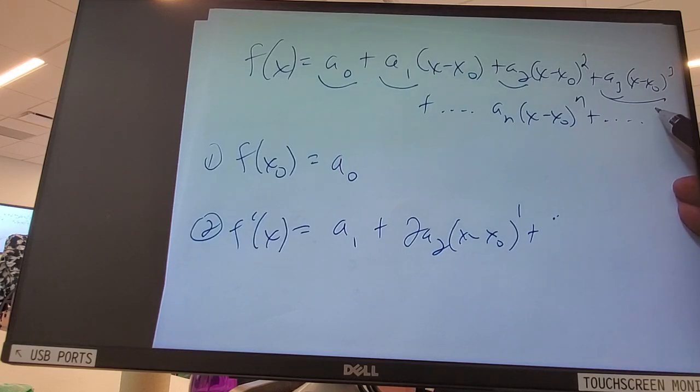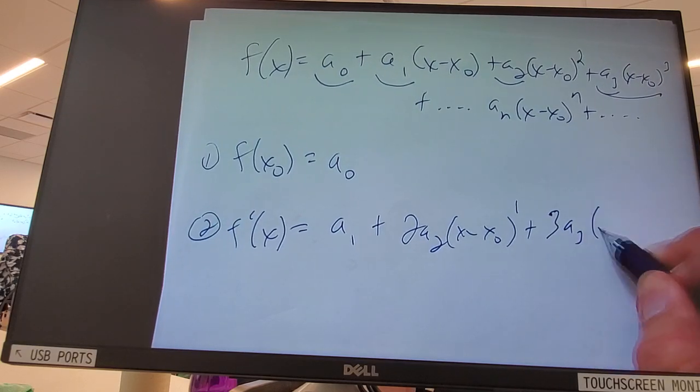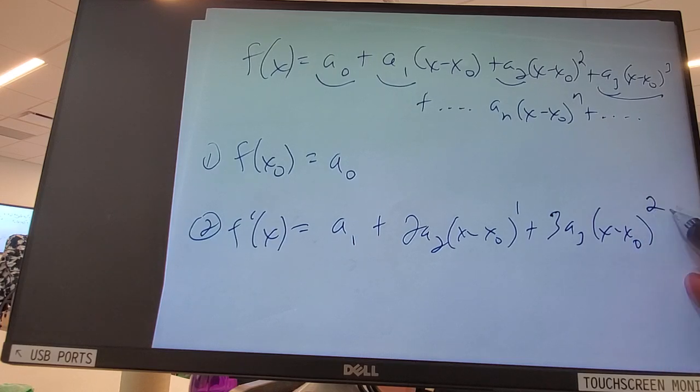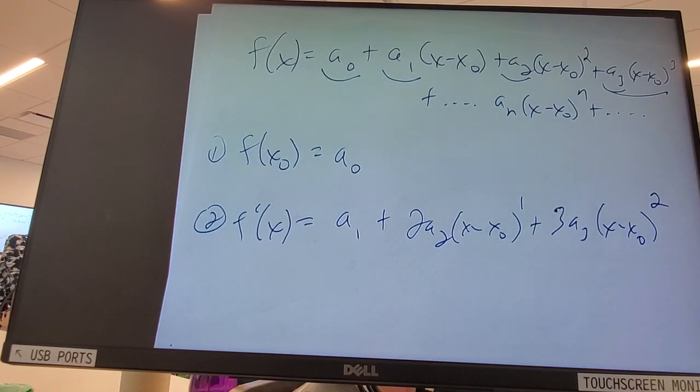Derivative of this guy. 3 comes down, 3a3 in front of this to the second. Do you understand? It's just power rule, yes? Why am I not worried about chain rule? Because what's the inside? 1x, so the chain will just have a 1, yeah?